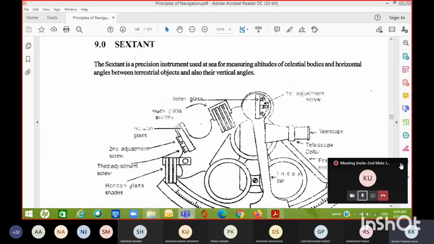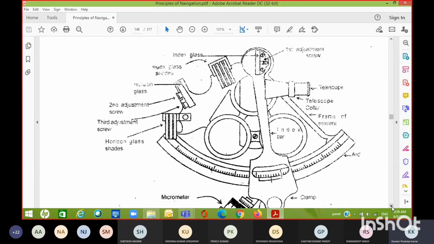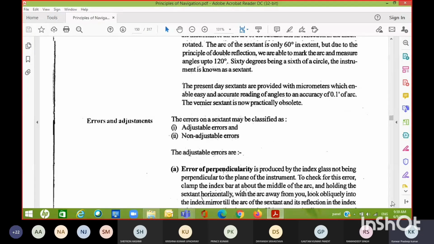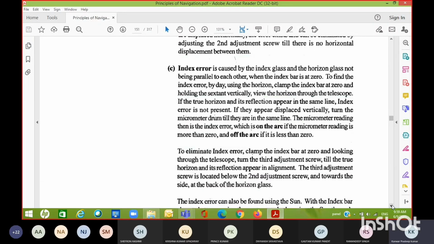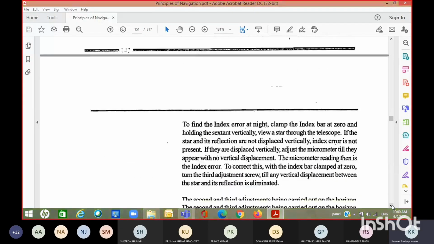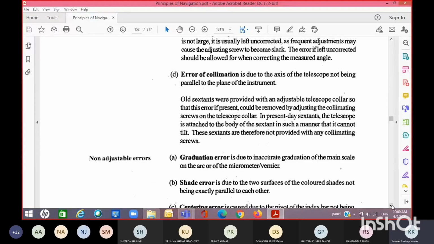So I hope the video was quite clear in explaining all the parts of the sextant and errors. If you read from the book once again, you will get a complete picture. Error of perpendicularity, side error, index error, and different ways of finding the index error. He said error of collimation. Nowadays it is not there because the telescope is fixed, welded to the frame.